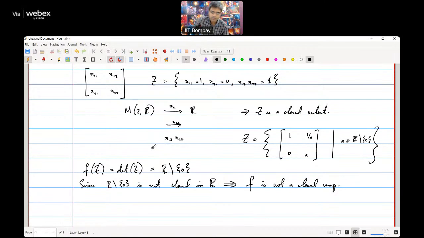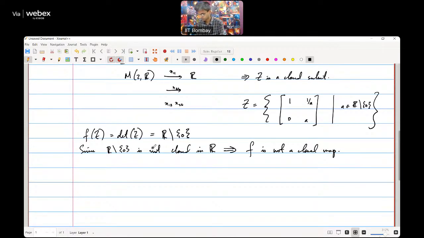So it's not a closed map. So that answers the second question, and that's the easier one. So let's look at the first part of this question. So is F an open map? I hope it is clear that F is not a closed map. That's fairly straightforward and easy. Is F an open map? That is more tricky.